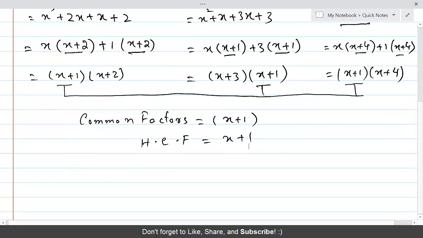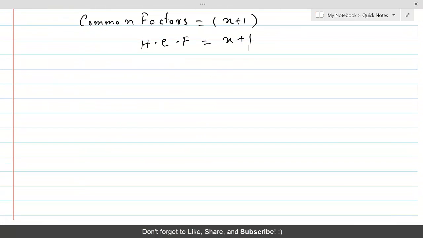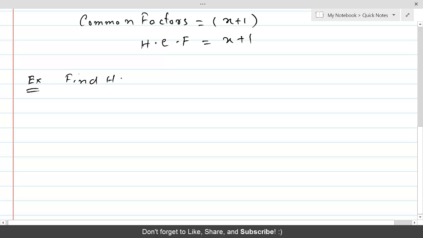Let's do another question for clarity and for practice. Example again: find the HCF for the polynomials given, 1 minus x squared and x cubed plus 1, and the third polynomial is 1 minus x minus 2x squared. We always need to write the given polynomials in descending order. So let's write this down.